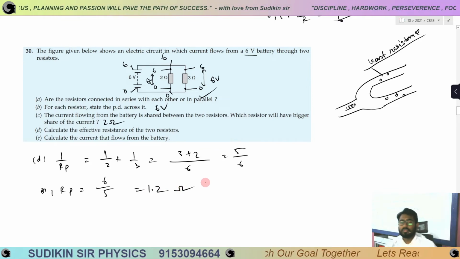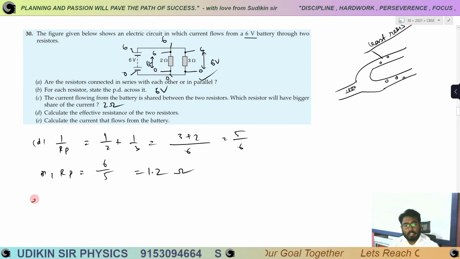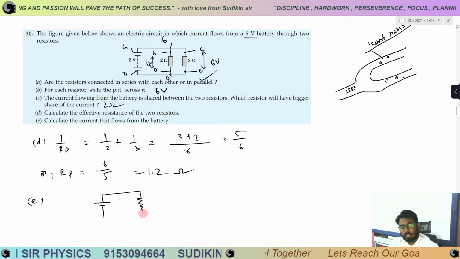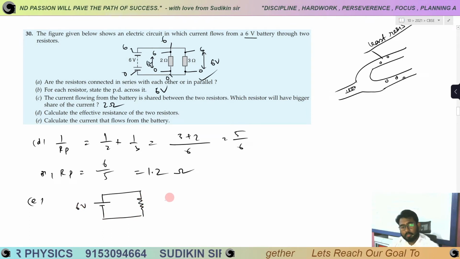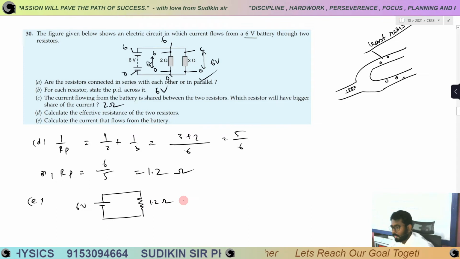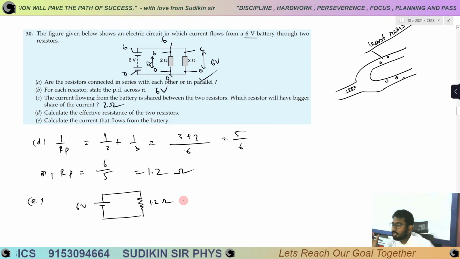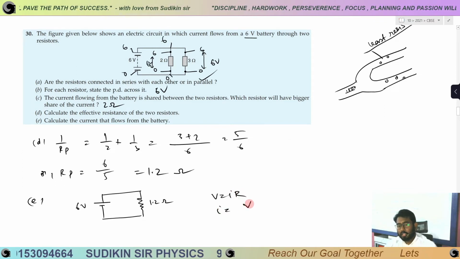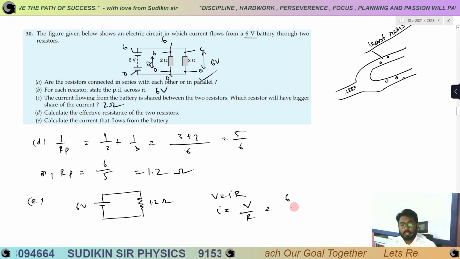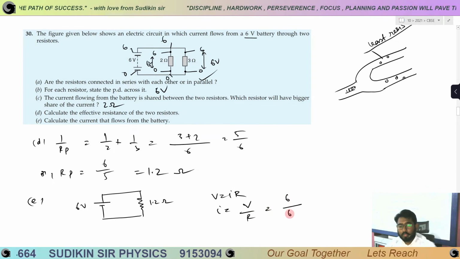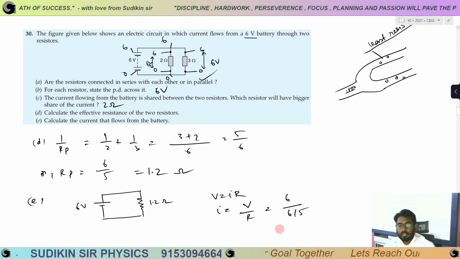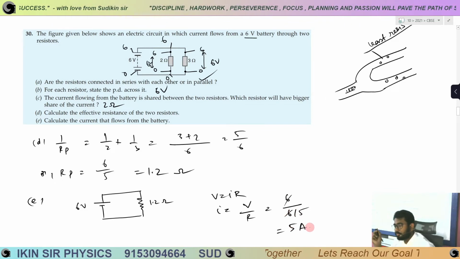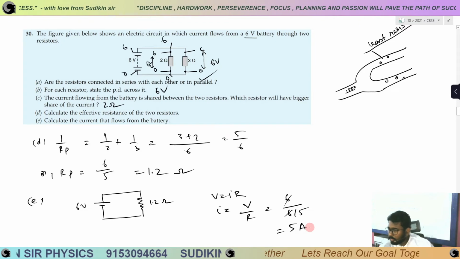Calculate the current that flows from the battery. So how has our circuit changed? See, so we have this 6 volt battery. We have a resistance here, right? The resistance is 1.2 ohm. So that is the total resistance, calculating the equivalent one. So can I write V equals IR, or what will be I? That will be V by R. V is 6. R is 1.2. Can I write 1.2 as 6 by 5? So what will that be? 6 will go away, that is 5. So the value will be 5 ampere. Are we clear? Is the concept clear? Very good. Chalo.